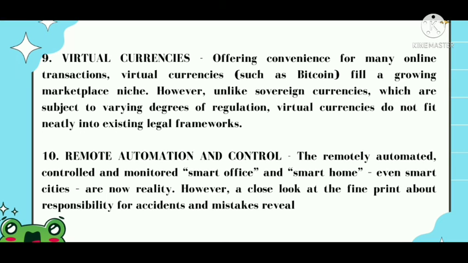We have virtual currencies. Offering convenience for many online transactions, virtual currencies such as Bitcoin fill a growing marketplace niche. However, unlike sovereign currencies, which are subject to varying degrees of regulation, virtual currencies do not fit neatly into the existing legal framework. In addition, these facts have not gone unnoticed by criminal elements and provide another reason that mainstream consumers and businesses are wary about the acceptability of digital currencies.